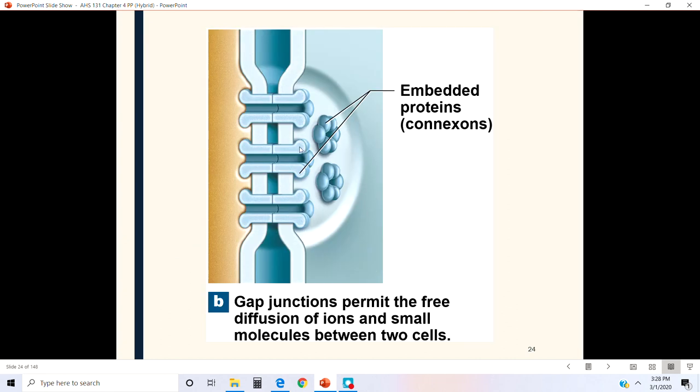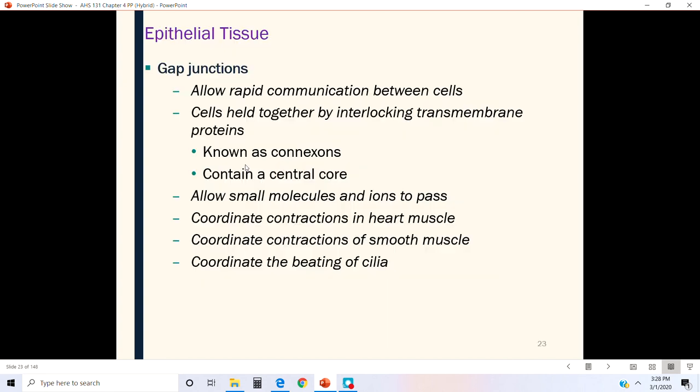Again, the protein that I'd like you to know is called connexons, and it has a central core, and it allows the movement of ions and substances through that core. Heart muscle is a good example, smooth muscle, and control of the beating of cilia is another good example.